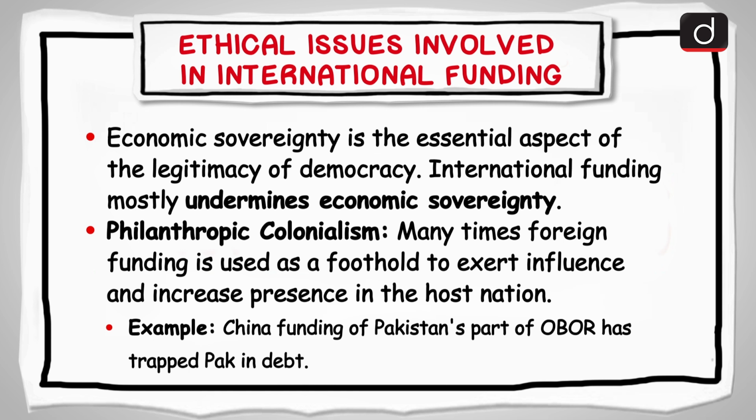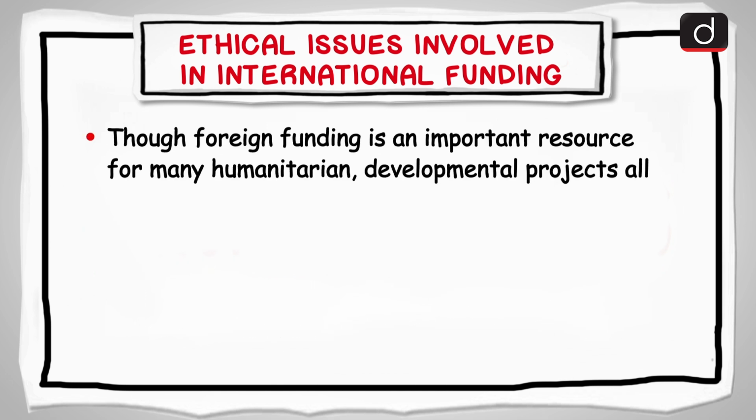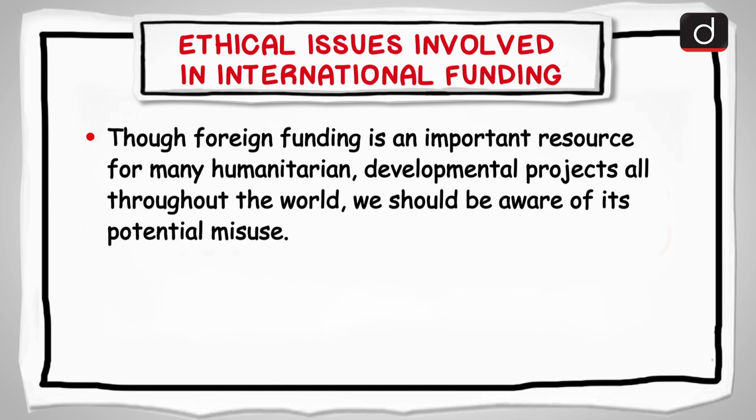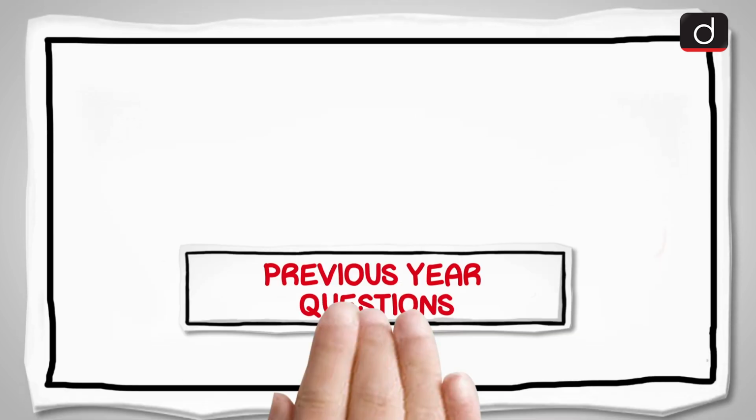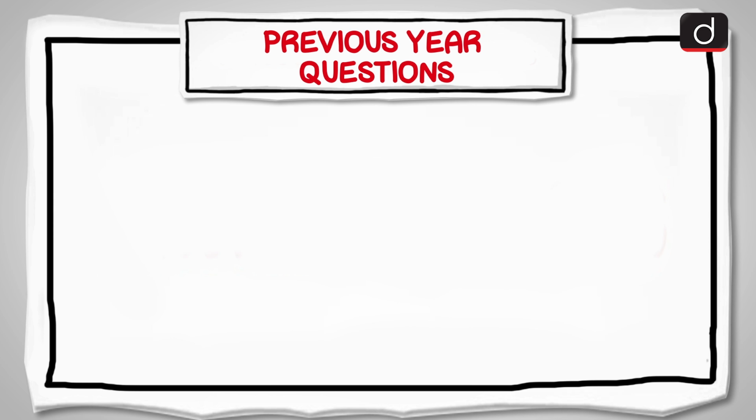Encouraging secessionist flames. A lot of times, in lieu of humanitarian aid, funds are diverted to fund secessionist movements. Example: foreign funding from certain nations encouraged the Khalistan movement in India in the past. Though foreign funding is an important resource for many humanitarian and developmental projects all throughout the world, we should be aware of its potential misuse. And at the end, looking over some of the previous year questions related to the topic.